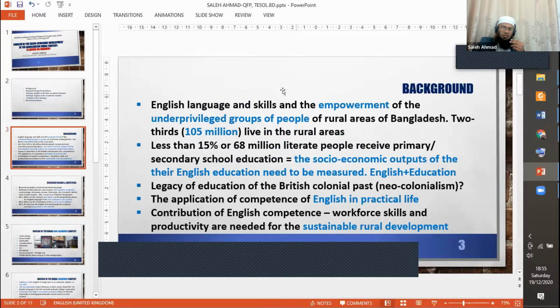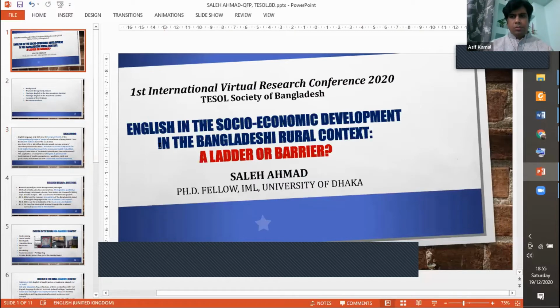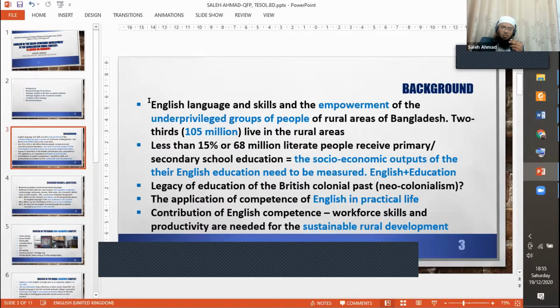Okay. So this is the primary focus of the ethnographic study, and this is the title. Actually, I have changed the title a little bit, rephrased: is English the ladder or barrier in socio-economic development? So the focus is the relation between English language and skills and the empowerment of underprivileged groups of people, a big number, 105 million. And what is the direct output of primary and secondary education in the lives of rural people, and the presence of English in rural lives, and its relation to sustainable rural development.